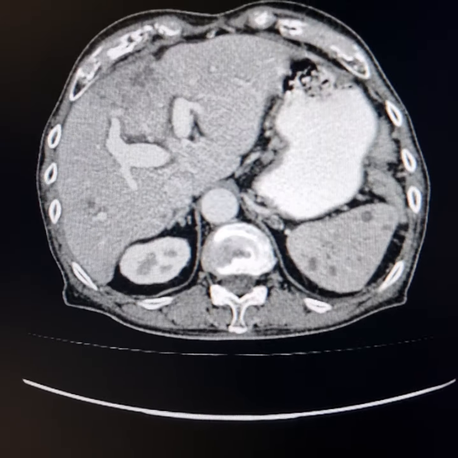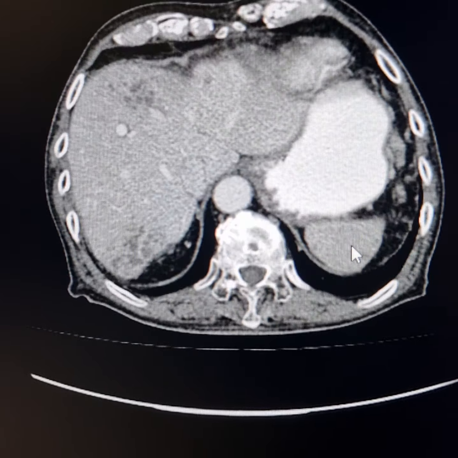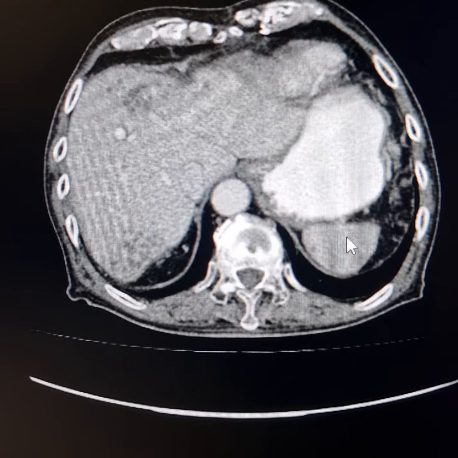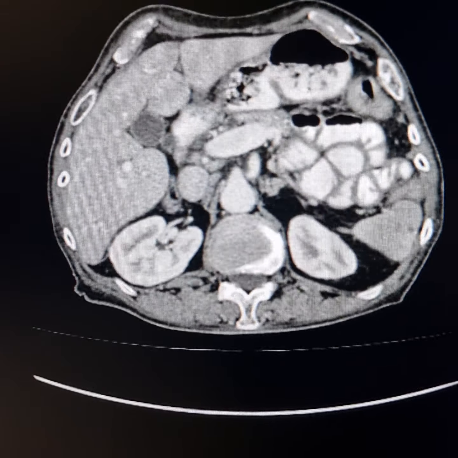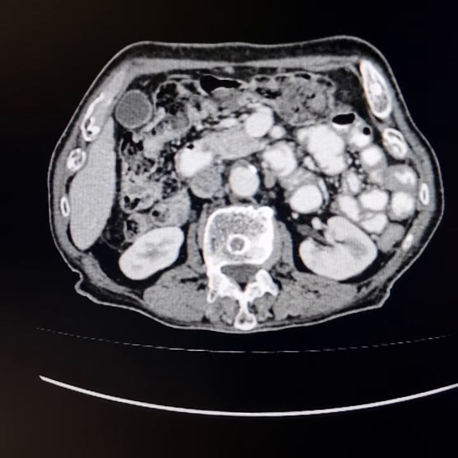Now, just see the spleen as well. These are the splenic abscesses as well. These lucent areas in the spleen. So, liver abscesses as well as splenic abscesses.